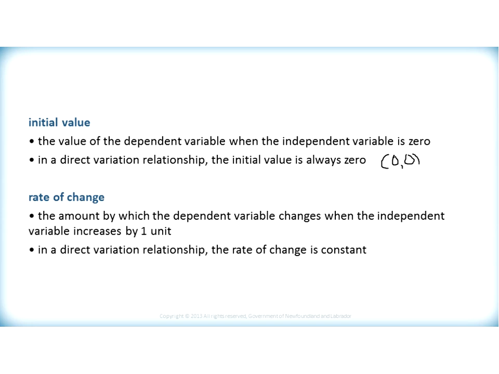The rate of change is the amount by which the dependent variable changes when the independent variable increases by 1 unit. In a direct variation relationship, the rate of change is constant. And the rate of change is also another term for slope. Okay, so when I refer to rate of change, what I'm looking for in my graph is the slope.